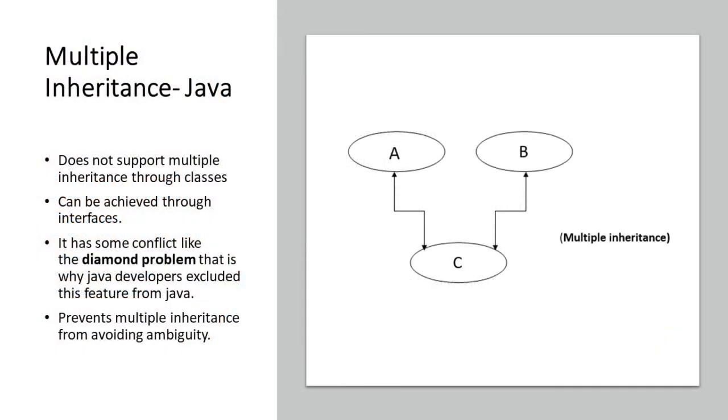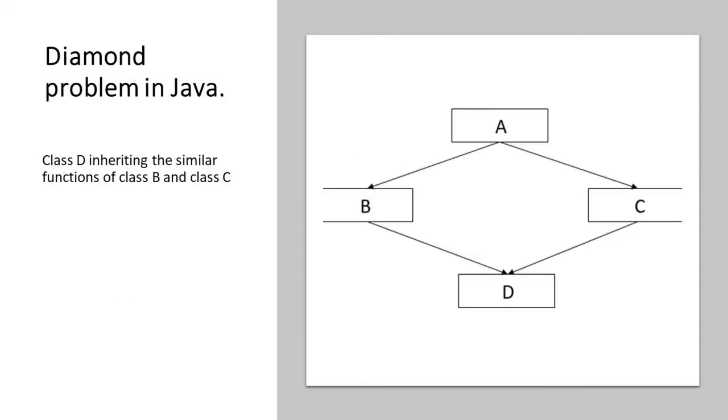Next, we are going to discuss multiple inheritance. Please note that Java does not support multiple inheritance through classes because of the diamond problem that we will be discussing in the next slide. So multiple inheritance is only supported via creating interfaces in Java.